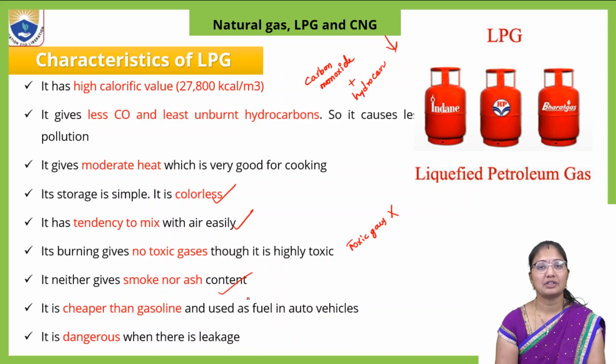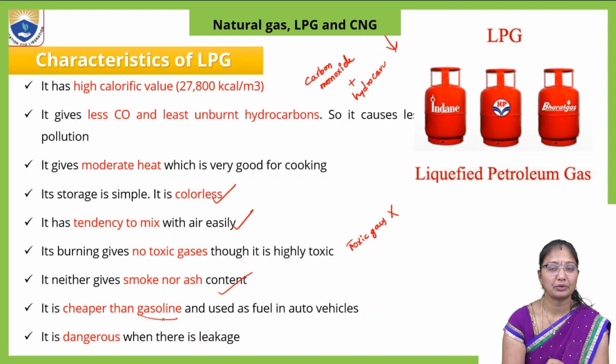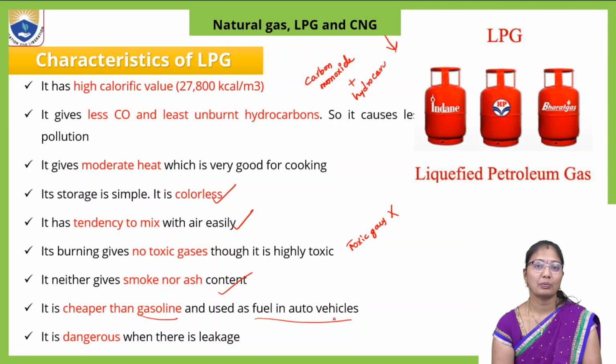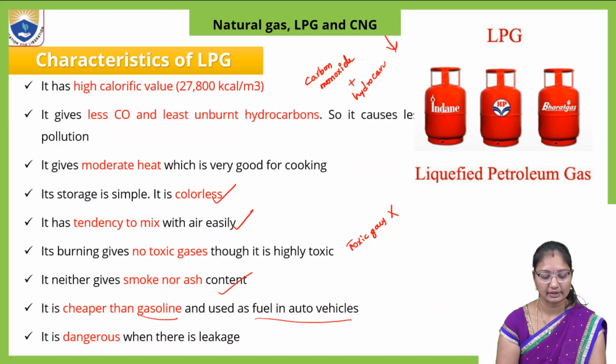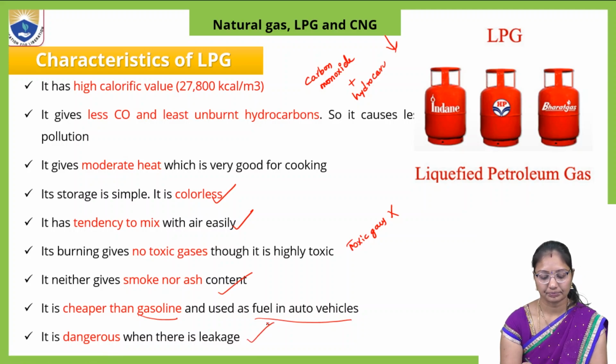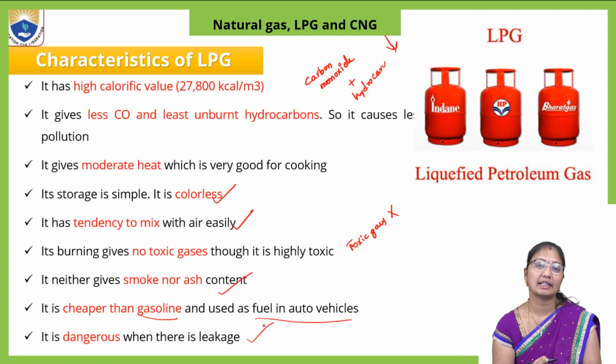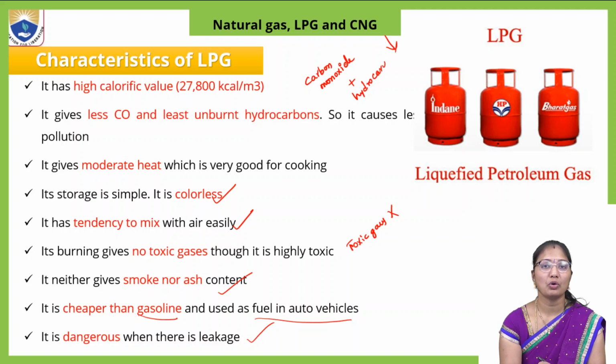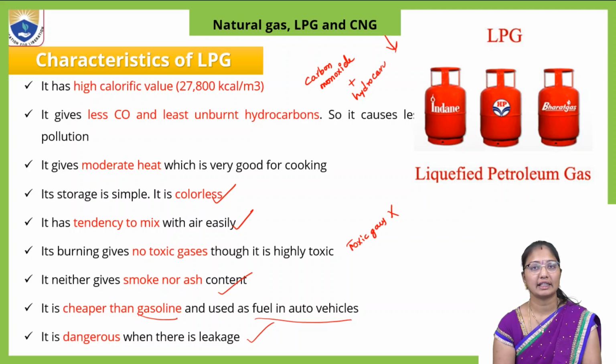And the best thing is, it is cheaper than gasolines like petrol and diesel, and it is used as a fuel even in the automobile industry for auto vehicles. It is dangerous when there is a leakage, because it has the capacity to mix with the air easily. It diffuses in the air easily and catches fire. So it is more dangerous only upon leakage.